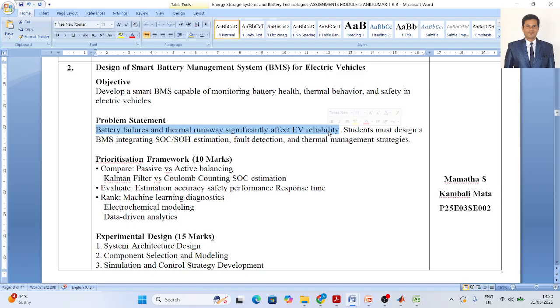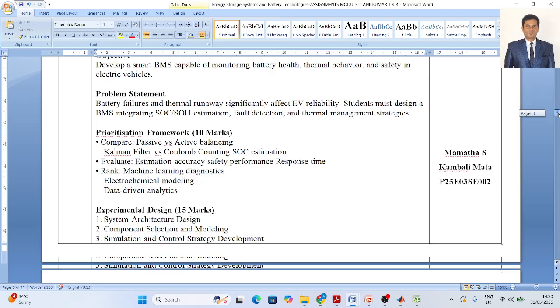The problem you have observed is that there is a failure in the batteries because of the thermal runaway, which affects the electric vehicle's movement. Okay, so what you have to do, you must design the BMS integrating SOC and SOH estimations, fault detection and thermal management, and develop a BMS architecture. You can develop it in the model also, isn't it? Based on that, try to analyze here the problem statement.